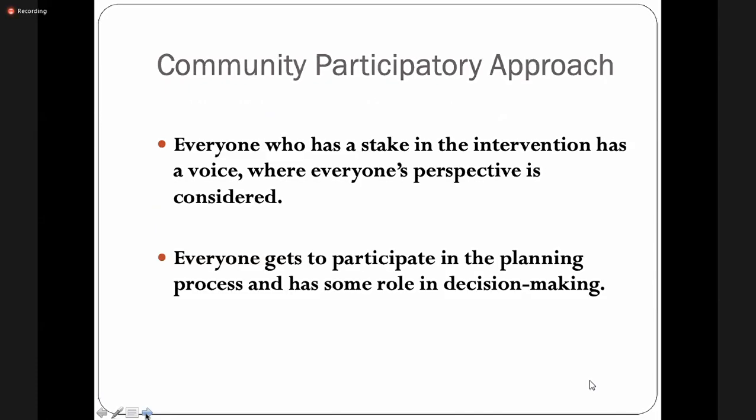So, in the community participatory approach, just like I mentioned kanina, everyone who has a stake in the intervention has a voice where everyone's perspective is considered. Kaya kasama yung pagkita ng community na nakikita nila na problema talaga yung teenage pregnancy sa 37A. Pagdating naman sa 62A, ang kanila namang is hindi makusog yung pag-implement ng mga health protocols, no? So, sa plano niyo, isasama niyo yung community.